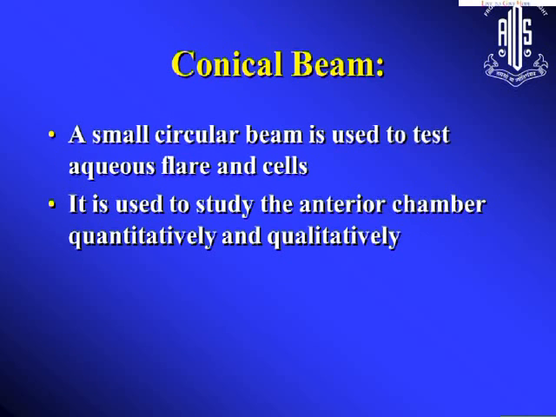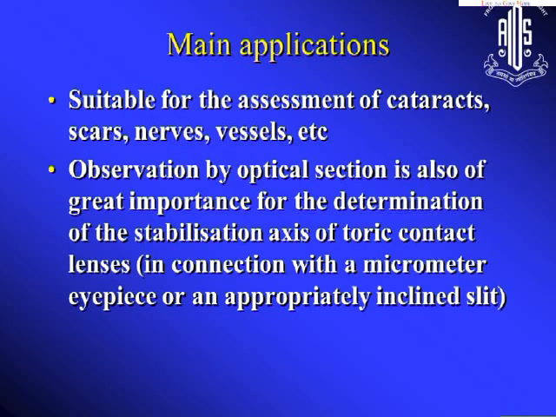The conical beam is the third type of illumination. This circular beam is used to test the aqueous for flare. Usually, if you want to see whether there is flare or cells in the aqueous, then the conical beam is used, and you can assess both quantitatively as well as qualitatively. The main application for this method is assessment of cataracts, scars, nerves, vessels, etc. Observation by this optical system is also of great importance for the determination of the stabilization axis of toric contact lenses, which are becoming very popular these days.